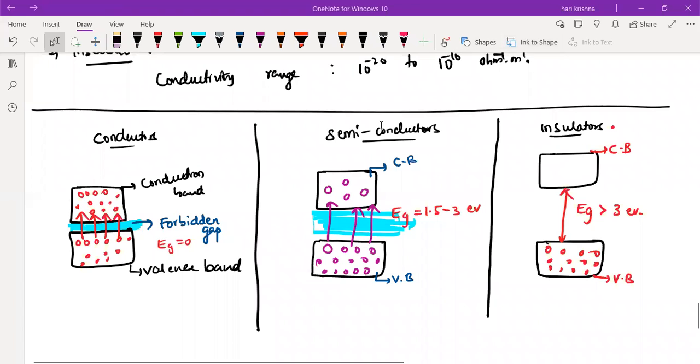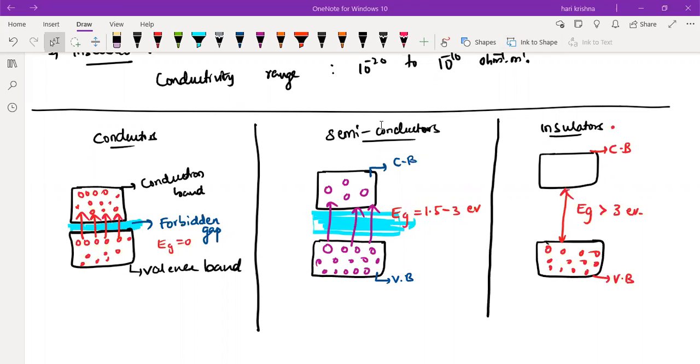Fine. Any doubts in this band theory? Any doubts in these three band theories? No, sir.